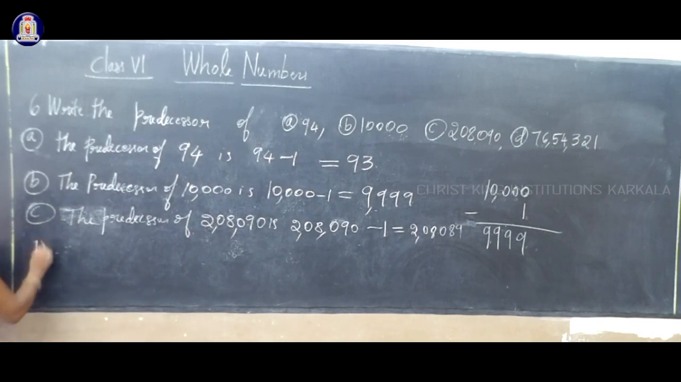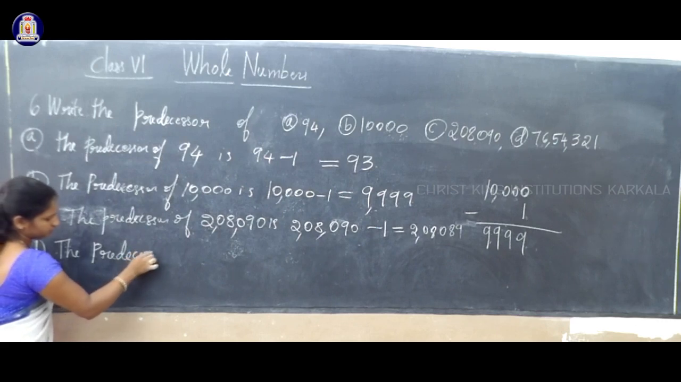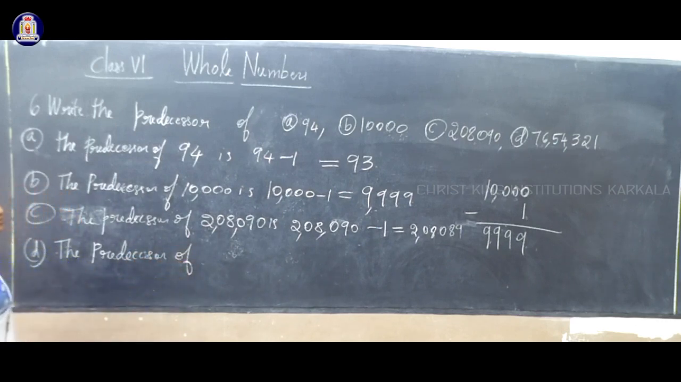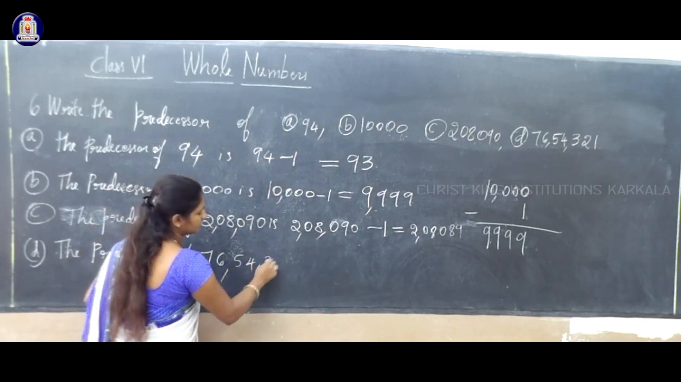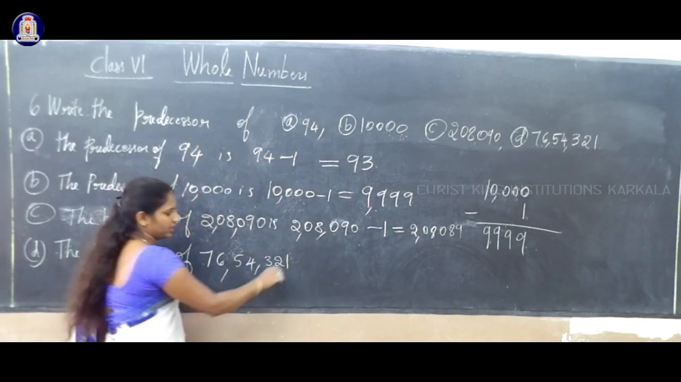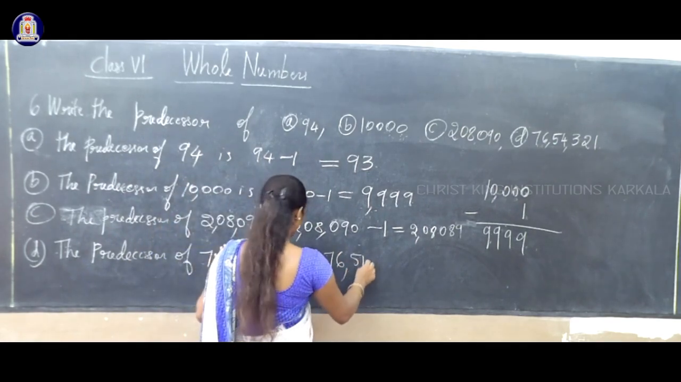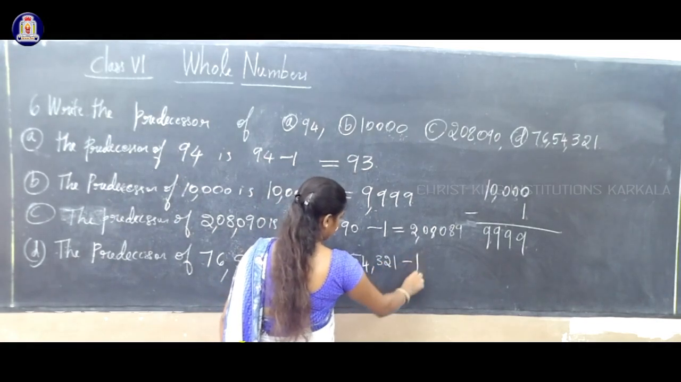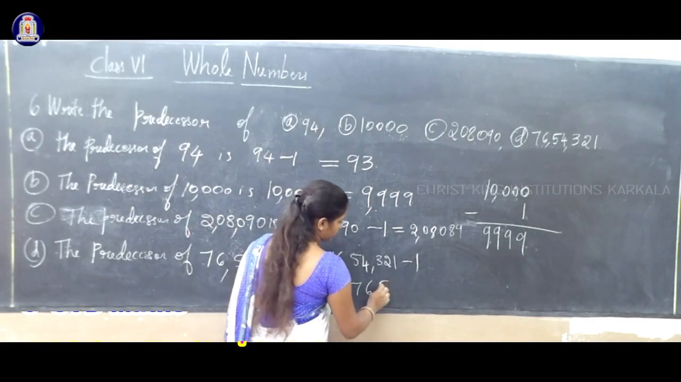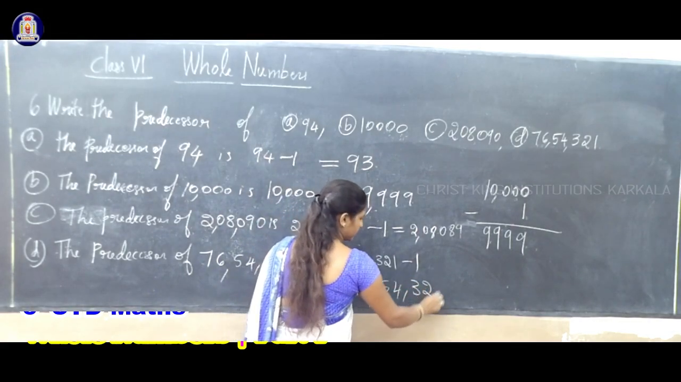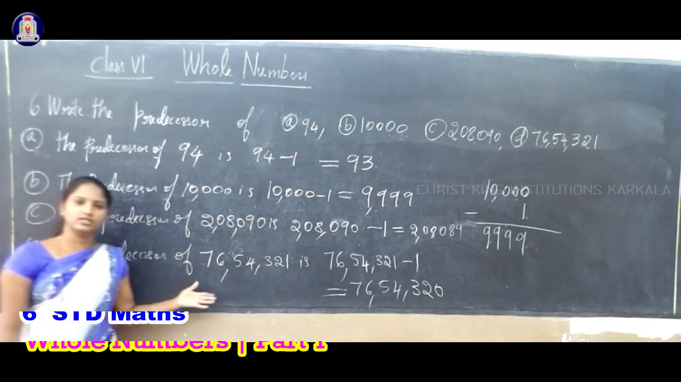So what is the fourth question? The fourth question is predecessor of 76 lakh 54,321, that is 7654321 minus 1. The answer is 76 lakh 54,320. Clear? So this is a solution to this question.